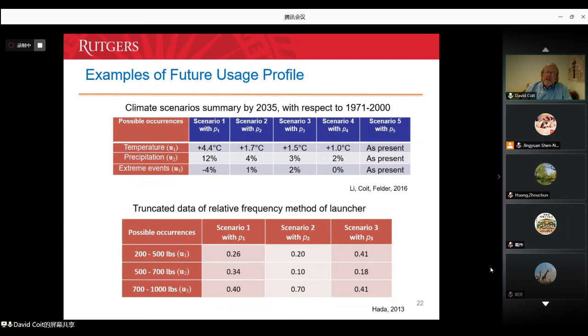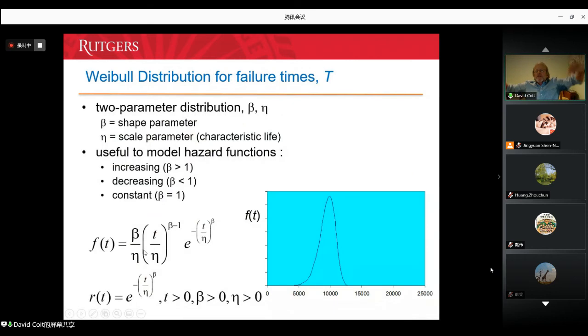The one on the bottom is another example where the different loads on a part. Okay, now just quick summary.